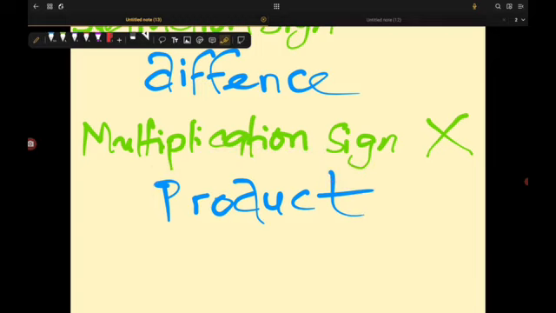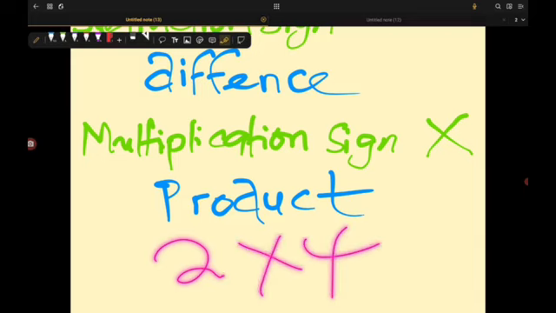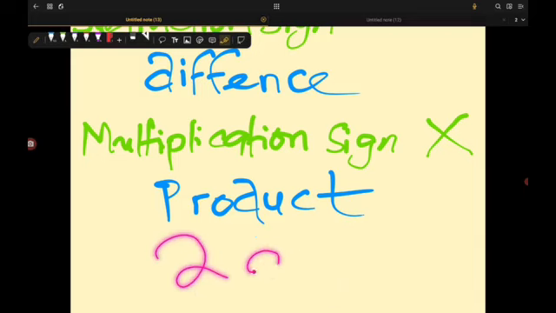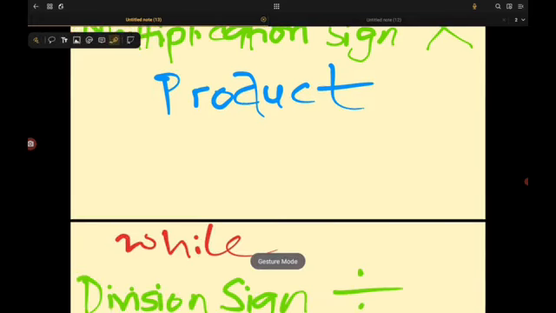So if you don't want to say multiply 2 with 4, you can just say find the product of 2 and 4. They normally use this when they want to set the mathematics question in sentence. Find the difference. Find the product. Right. So let's move on.